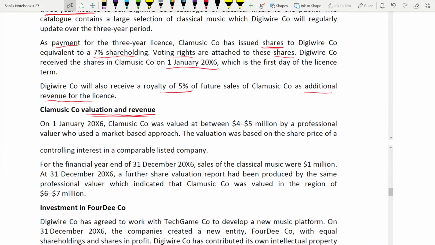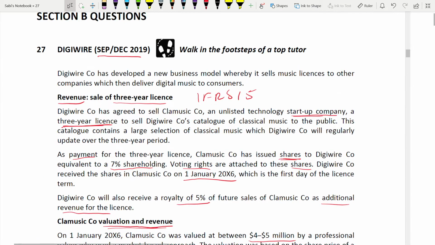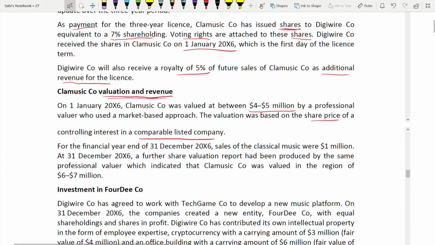On 1st of January 2006, Clay Music was valued between 4 to 5 million by a professional valuer who used a market-based approach. The valuation was based on the share price of the controlling interest in a comparable listed company. So what did he base the valuation on? A comparable listed company. Correct? But look here. You are an unlisted company, a startup technology company, and here they are comparing it with a listed company. So do you think that valuation is fair enough? You need to make adjustments to that valuation, right?